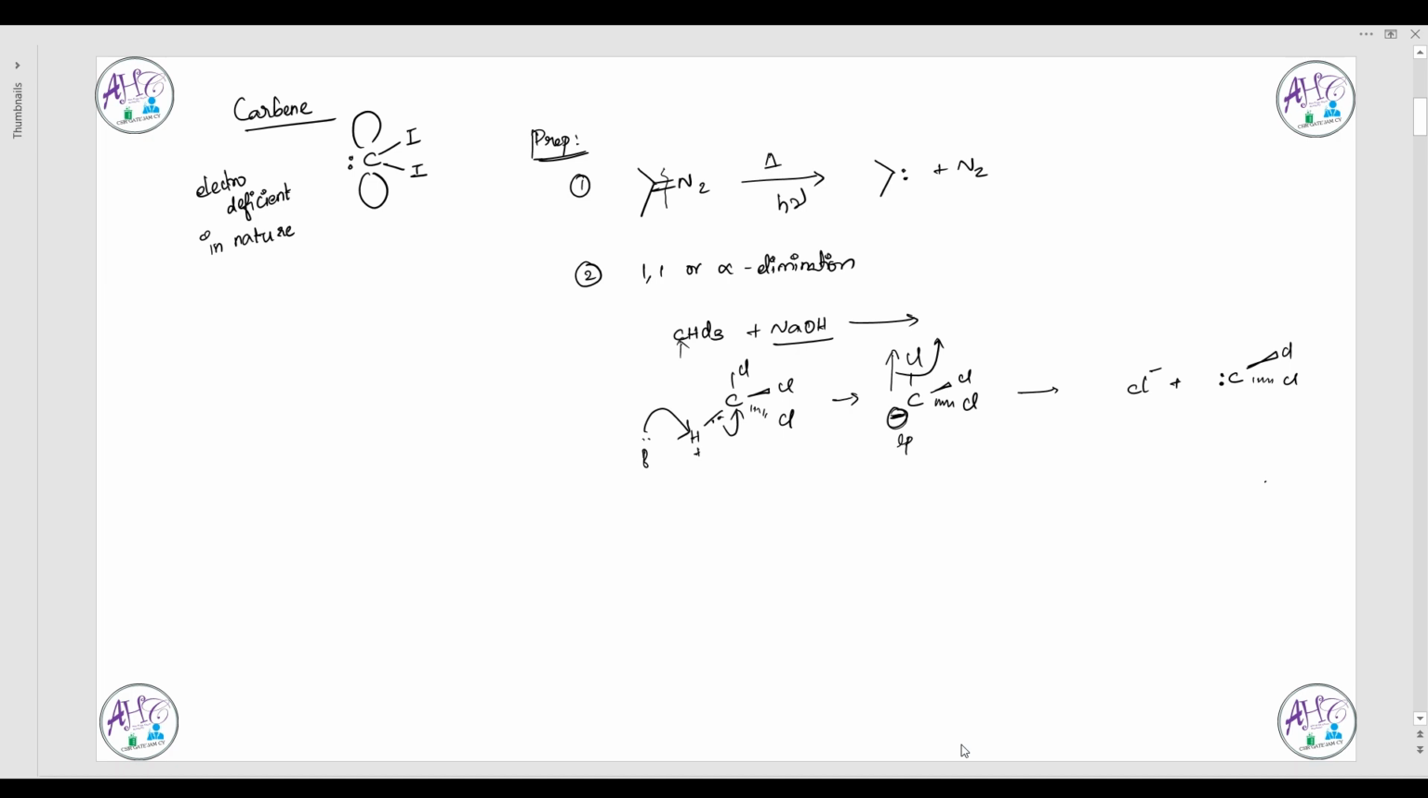So in alpha elimination, when you treat trichloromethyl groups with sodium hydroxide, you are going to have your carbene with a Cl minus group.